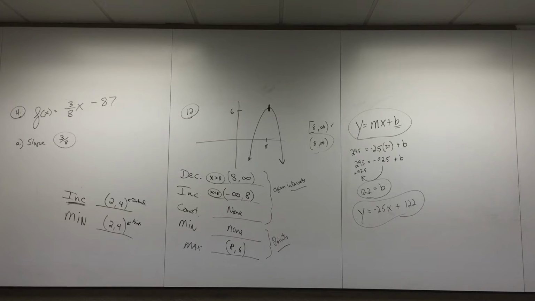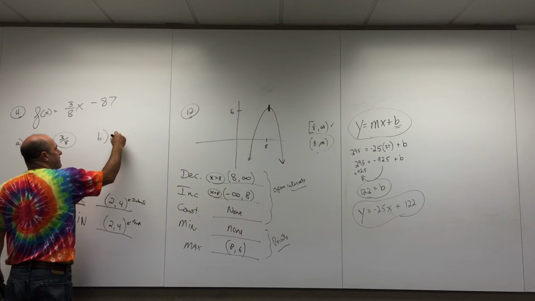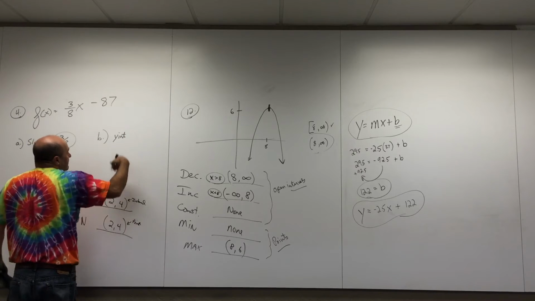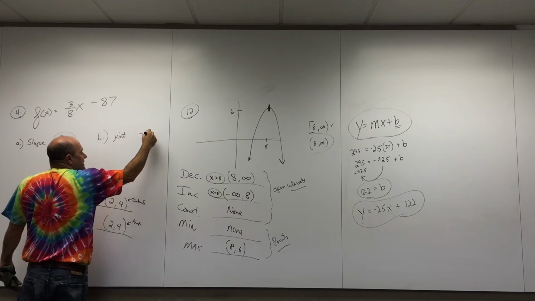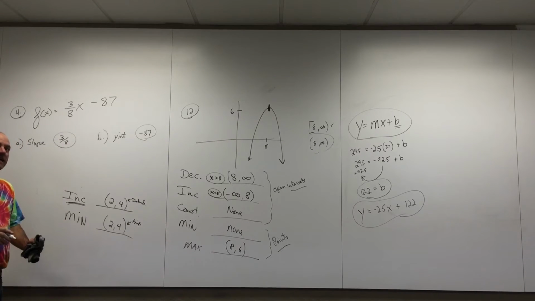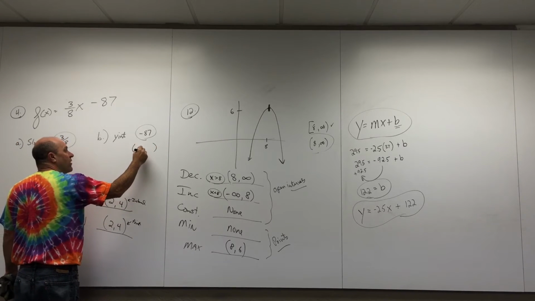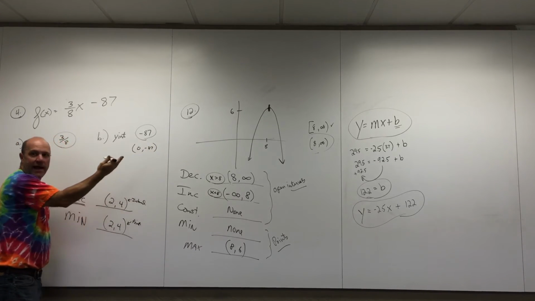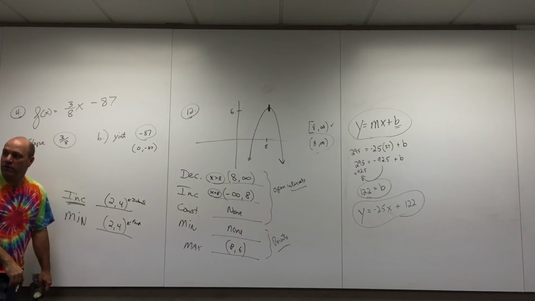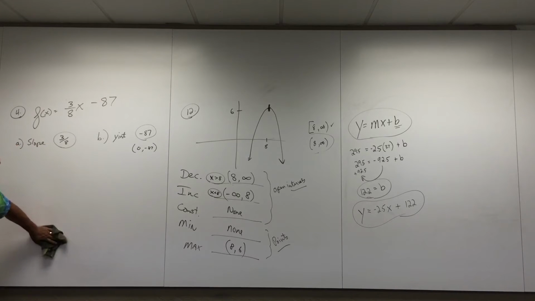I didn't write y. I wrote f of x, but we know they're the same. And then part B says, what's the y-intercept? Negative 87. And you can just write negative 87. I've been sort of preaching that I like the y-intercept written as a point. If you wanted to write it as a point, it would be 0, negative 87, that's on the y-axis. But I'll accept both. I'm not that picky there.